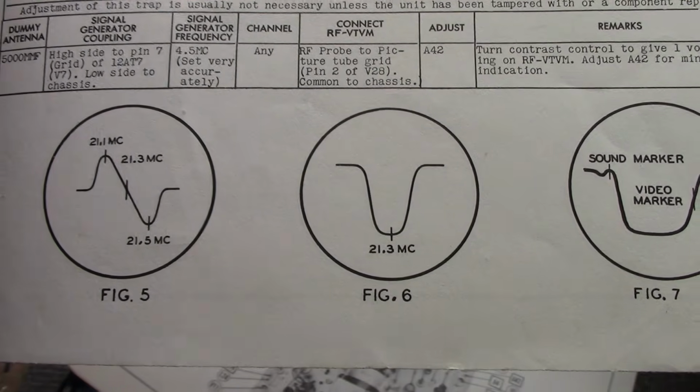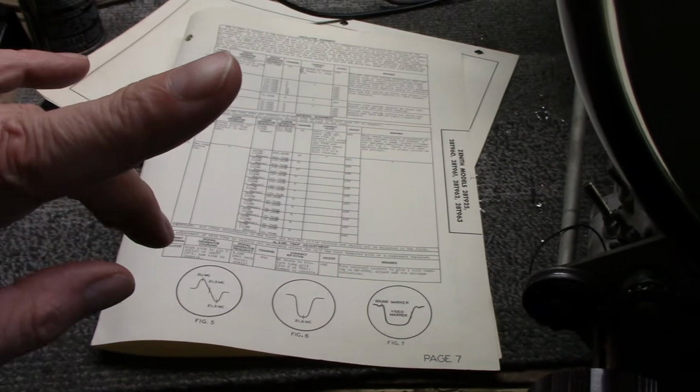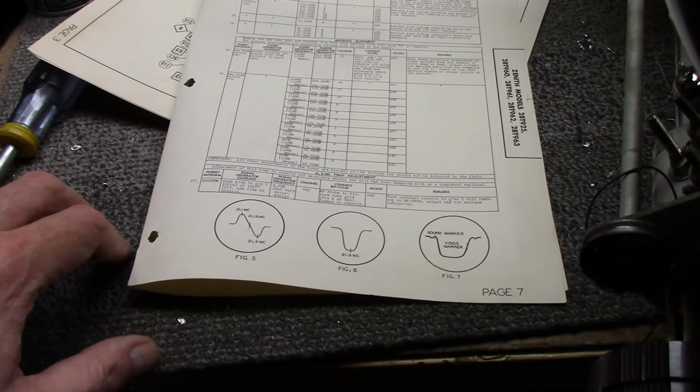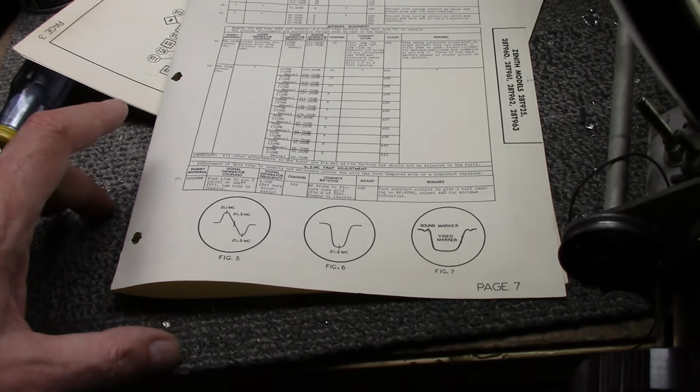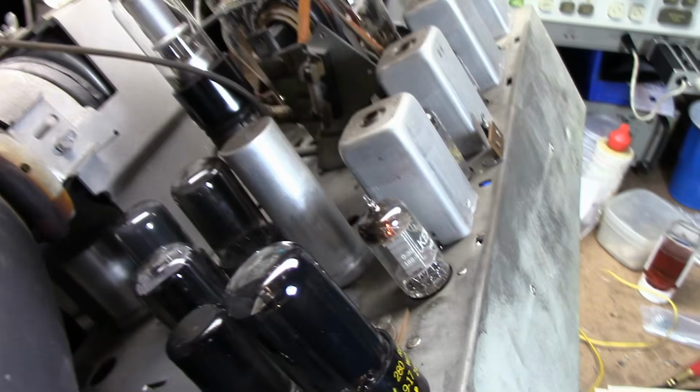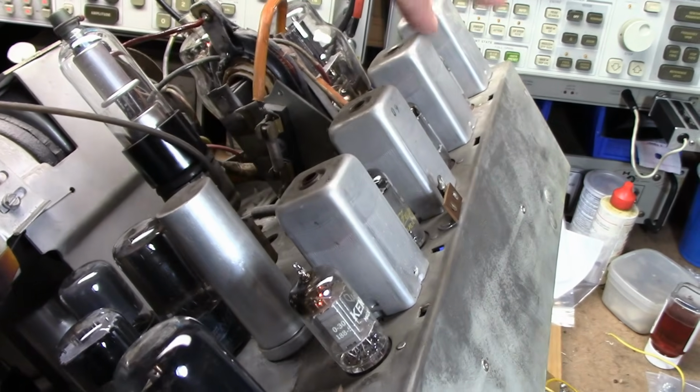My money's on the trap, because when I tune it in to get a clear tone, the video looks crummy. It's not just interference, it's not where the optimal video is. Ideally, you get the best sound at the best video. So let's do the sound IF next, which is these 4 cans up here.